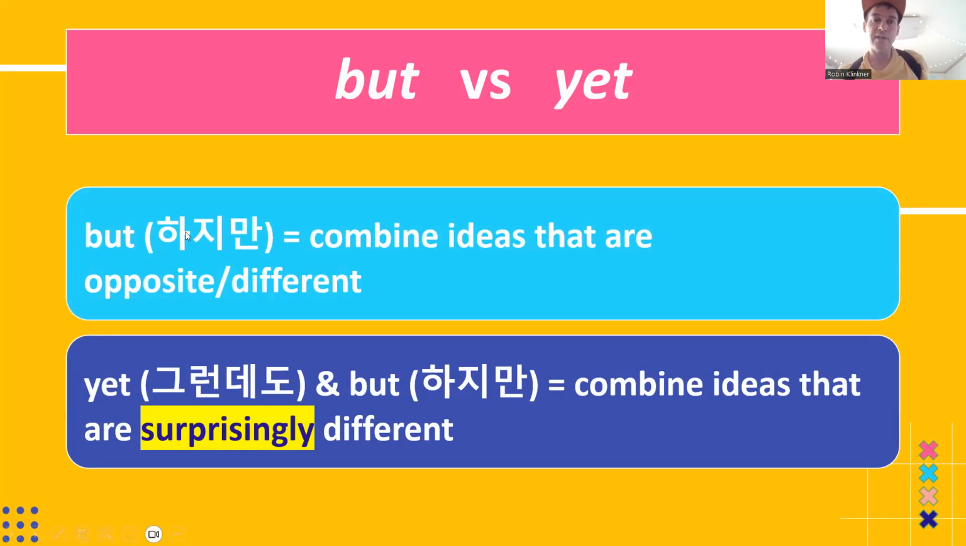So as you can see, hajiman or but, you can use in general, in any situation. You can combine ideas that are opposite or different, even though it's not shocking. Or you can combine ideas that are surprisingly different or shockingly different using but. But yet, you can only use if the ideas are surprisingly different. So I'm sure you feel the difference between kurandedo and hajiman. That's the difference between yet and but.